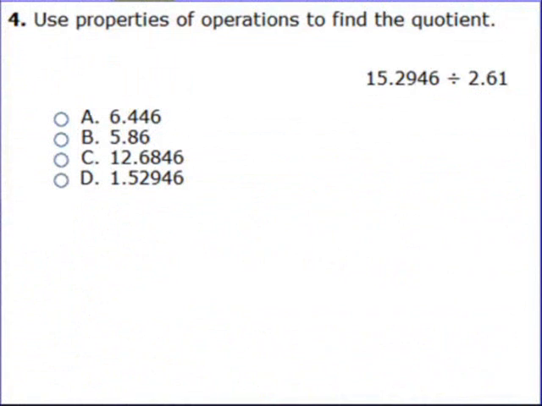Number 4, use properties of operations to find the quotient. All right, so if we have 15.2946, that's a long number, divided by 2.61, this is the part that a lot of people forget that they have to do.